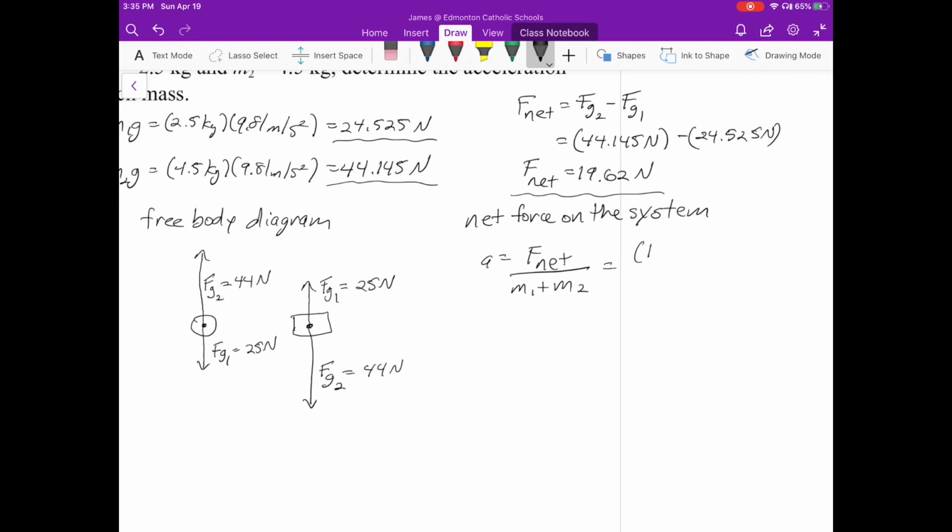So 19.62 newtons, divided by mass 1, 2.5 kilograms, plus mass 2, 4.5 kilograms. So again, your acceleration of the system is 2.8 meters per second squared.